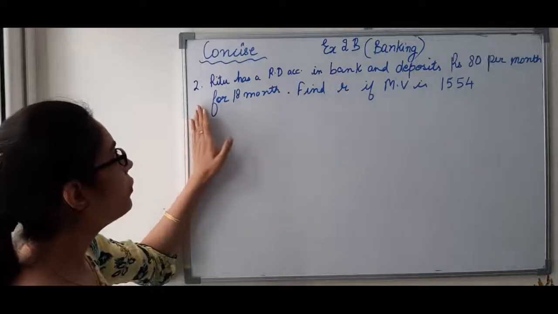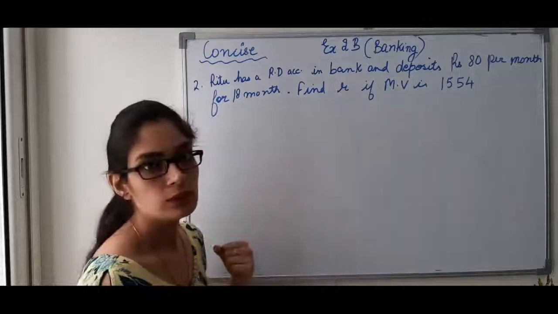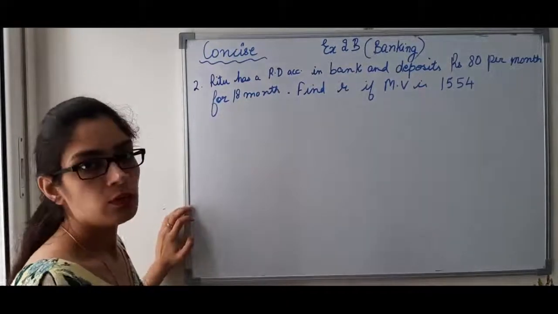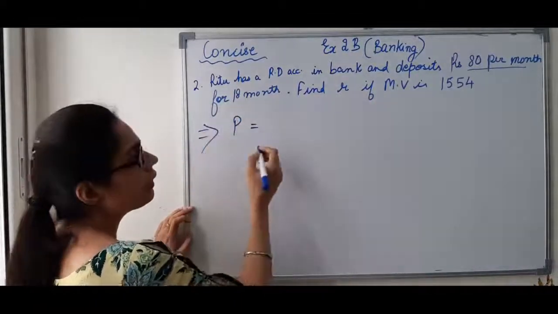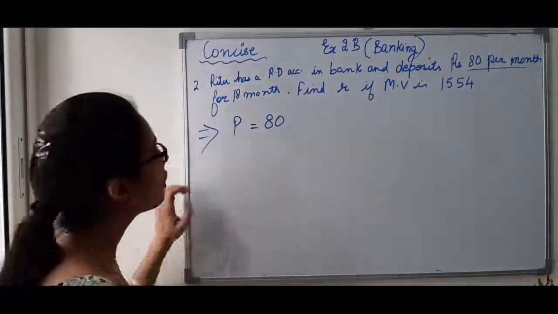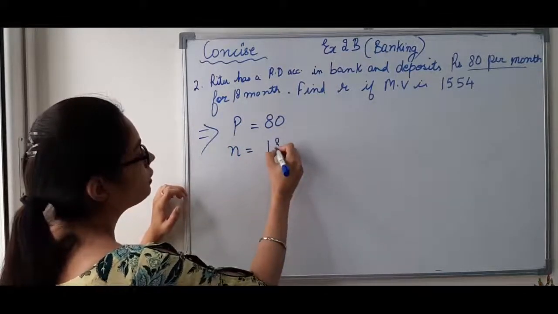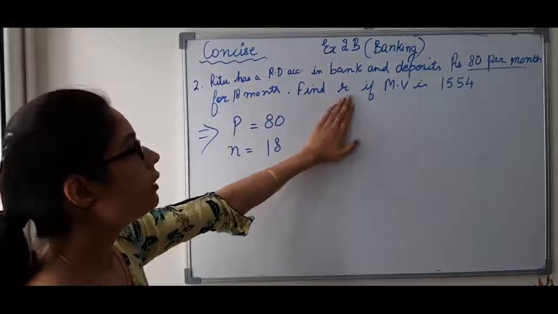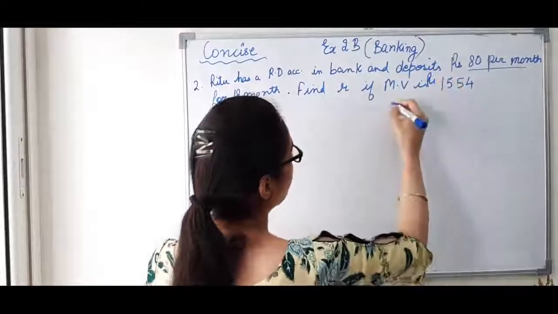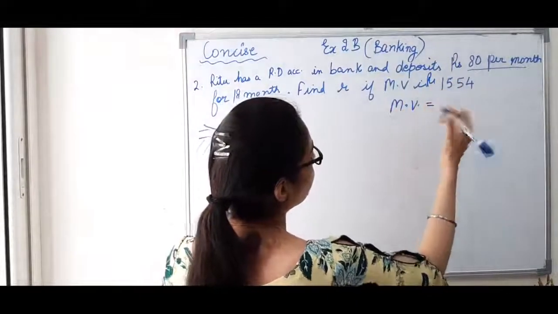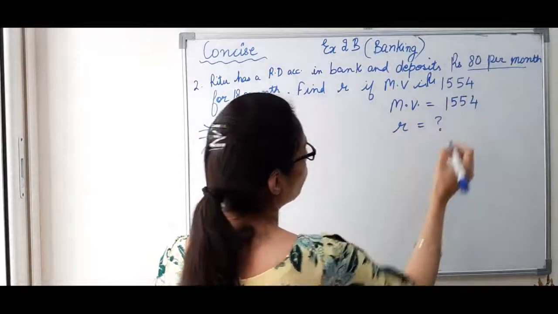Question number 2, which is: Ritu has a recurring deposit account in a bank and she deposits rupees 80 per month. I have told you, the number where per month is written, that is your P. So P is 80 rupees for 18 months, which means N is now given in months, which is 18 months. And find the rate of interest if the maturity value is rupees 1554. See, what is the question now? We have been given maturity value and we have to calculate the rate of interest.